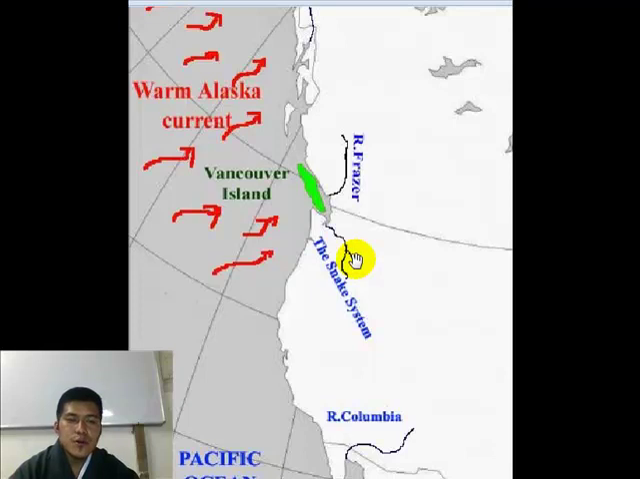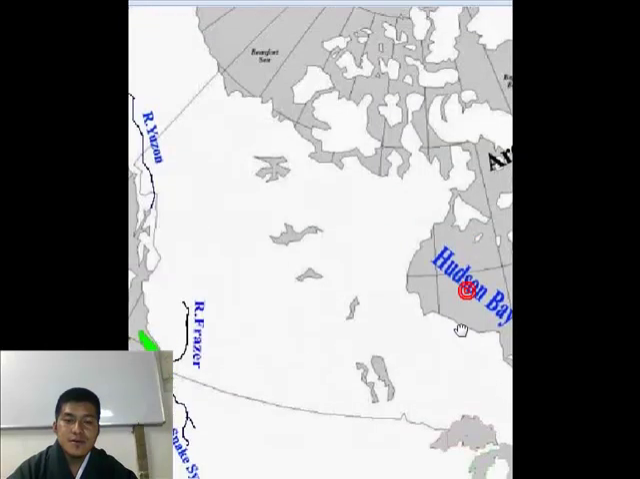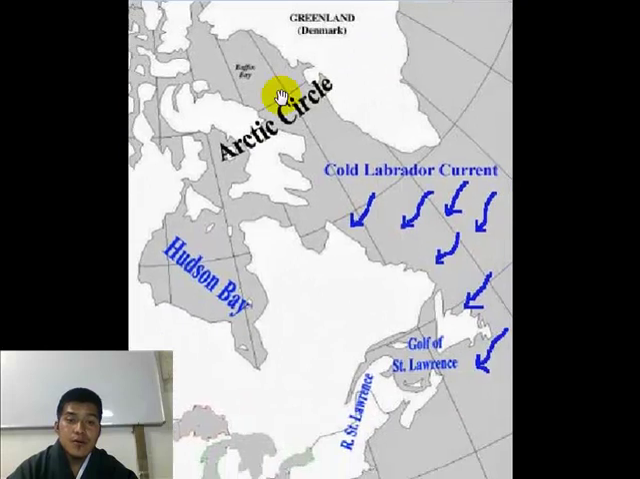So during winter, when the St. Lawrence Seaway is frozen, this area still remains open. It's not frozen. It's due to the difference in ocean current. Here we have the warm Alaska current affecting this. Hence, they do not freeze. Whereas in this area, the St. Lawrence area, it is affected by the cold Labrador current. Hence, during winter, this area gets frozen with ice.